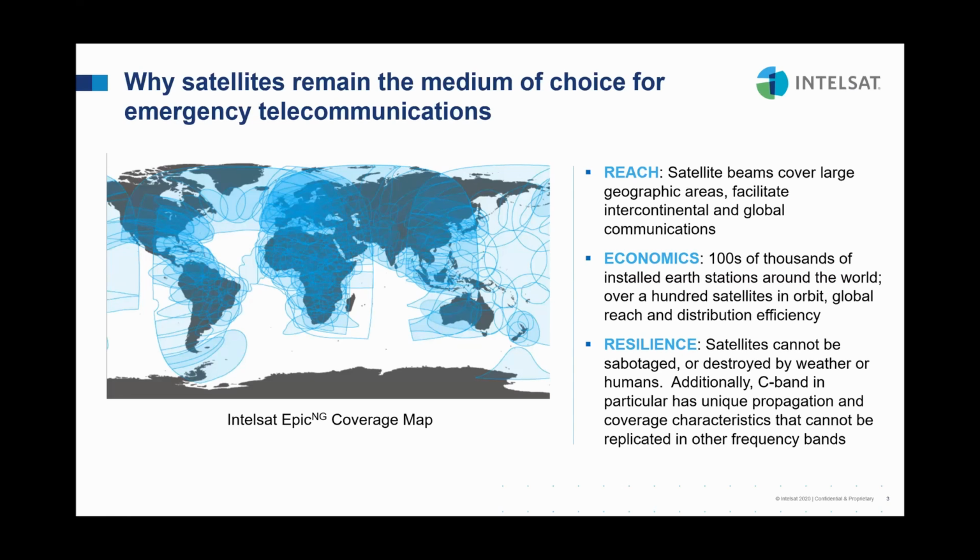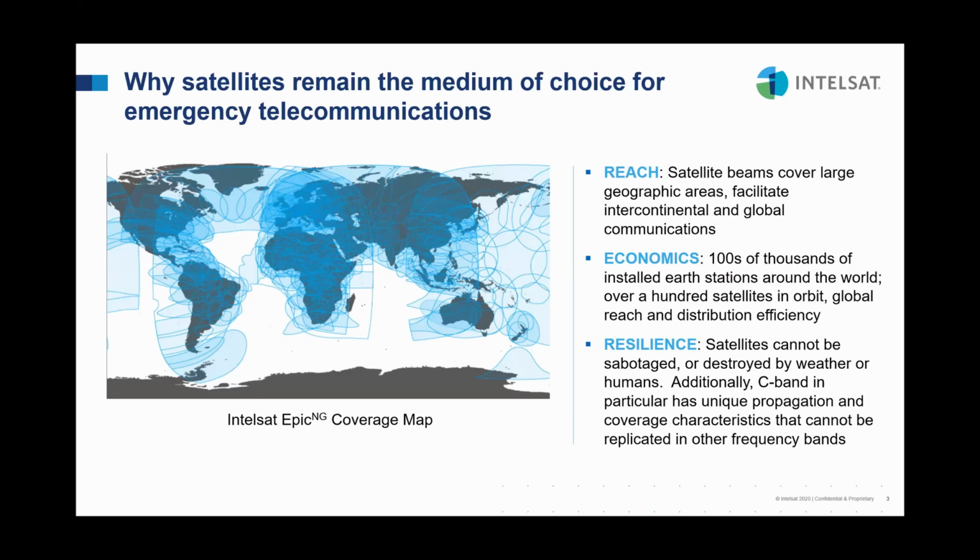The economics of it: there's already an existing infrastructure with hundreds of thousands of installed earth stations around the globe. So you have an existing infrastructure that you can rely upon. And then lastly, and most importantly, resilience. As you know, geostationary satellites are positioned 36,000 kilometers above Earth. So they are not susceptible to weather conditions or vandalization or sabotage or anything of that sort. They transcend any adverse conditions on the ground.